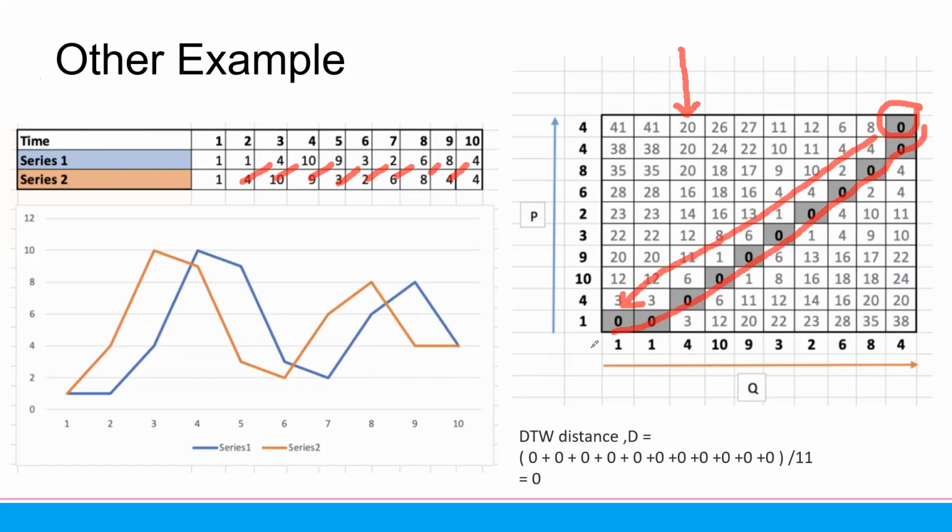In this case, we can calculate the distance. Okay, how many of them? We have 1, 2, 3, 4, 5, 6, 7, 8, 9, 10, 11. Then we will add all the values, because all values are 0, divided by 11. Any 0 divided by any number will be 0. So the distance between series 1 and series 2 is 0.